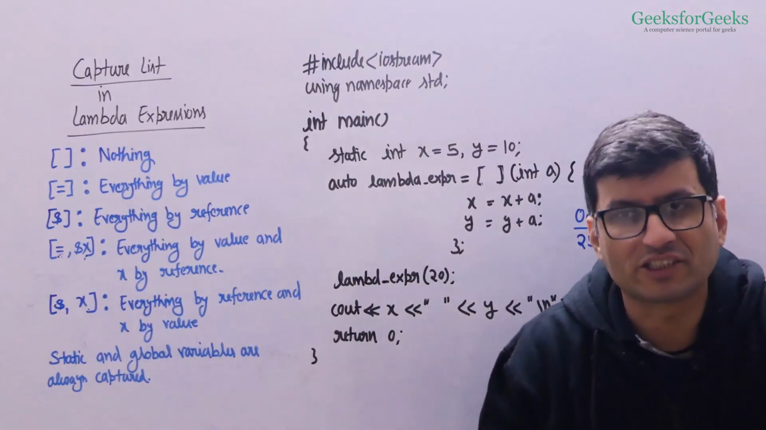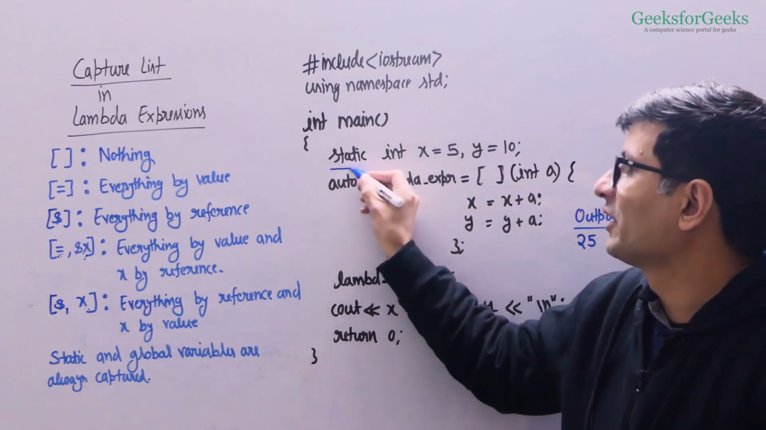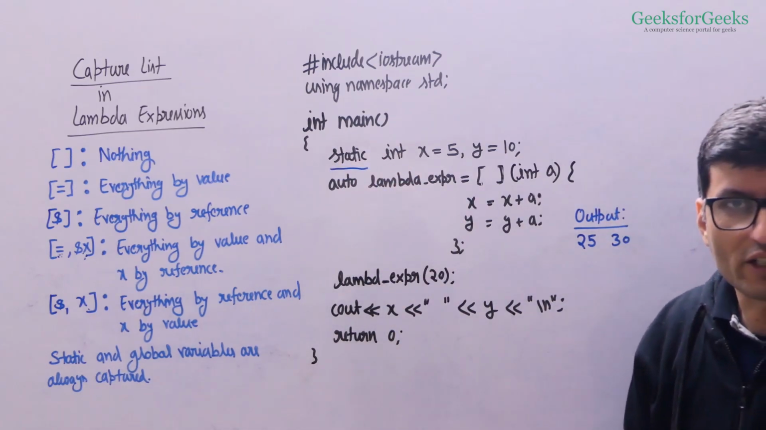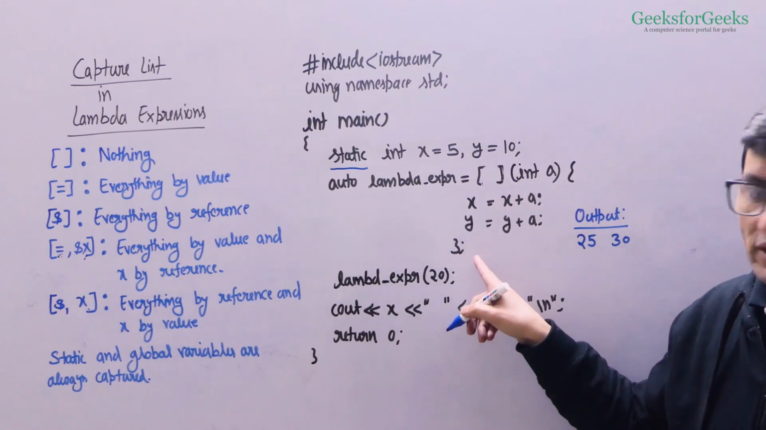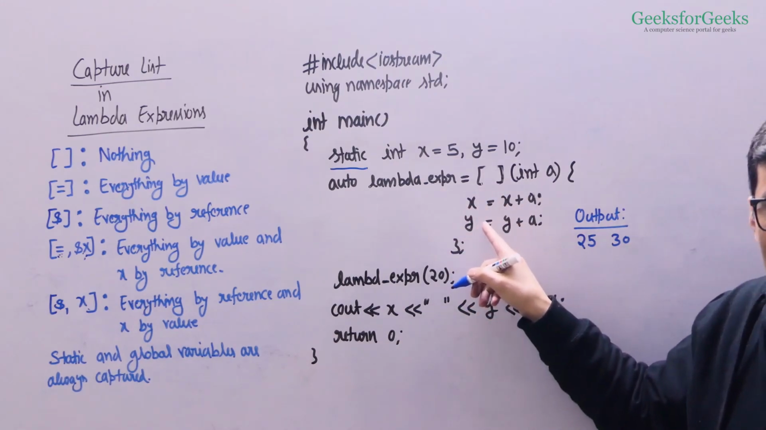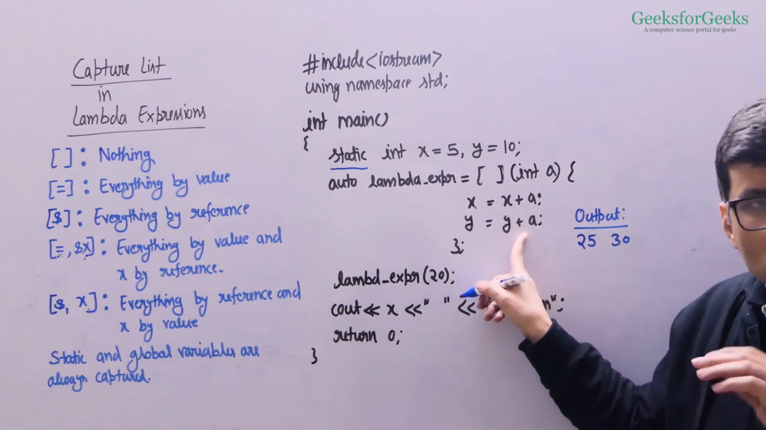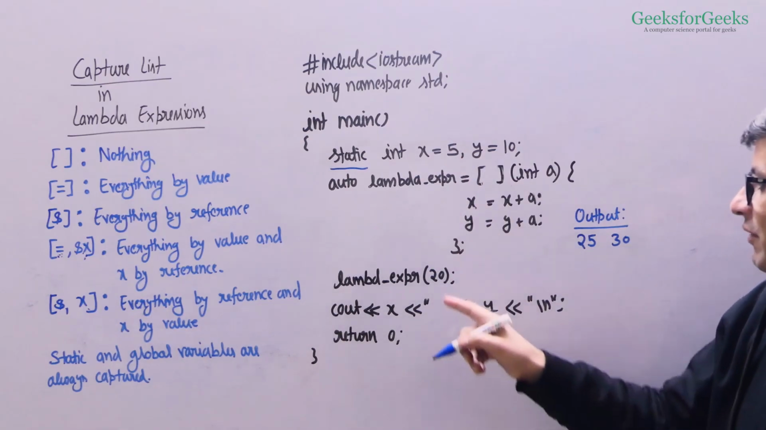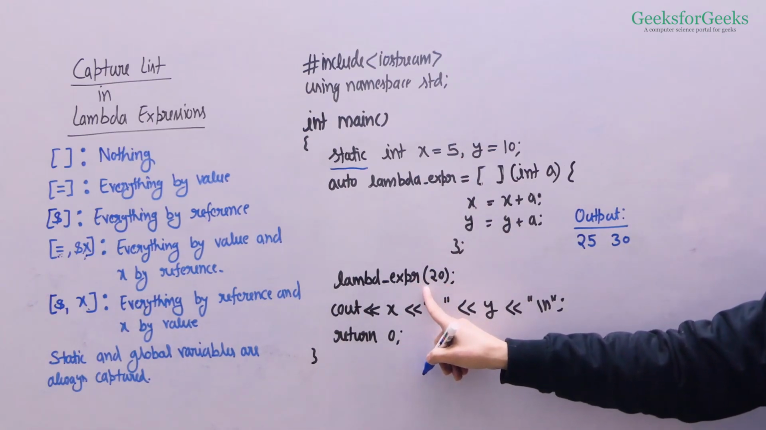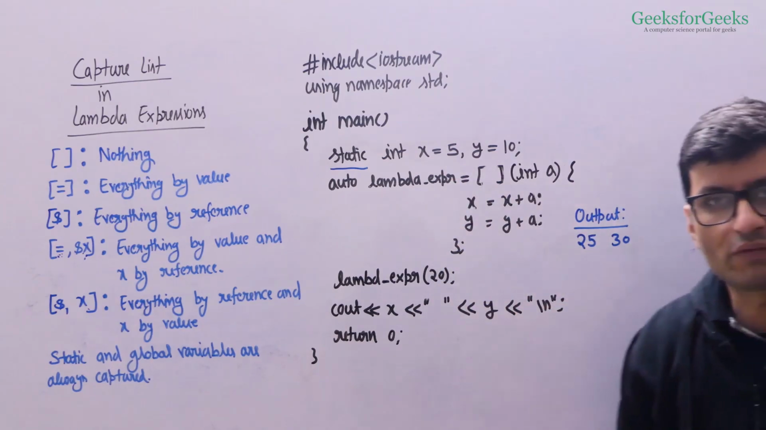Here is our last example program, and here I have used a static keyword. So when I have local static variables, I don't need to capture them. They are anyways captured. So inside this Lambda expression, if I change x equal to x plus a and y equal to y plus a, this would work perfectly fine and these static variables would be modified. When I run this program, this Lambda expression adds 20 to both x and y and we get the output as 25 and 30.